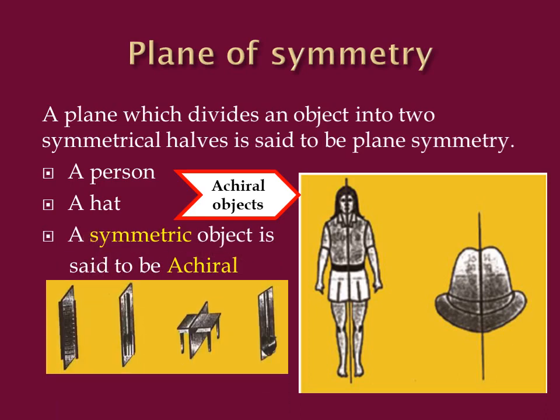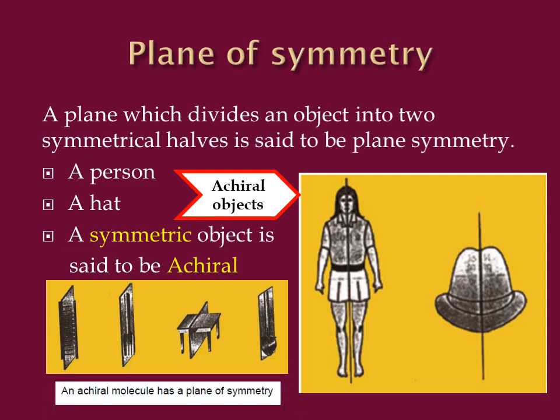Here are some other examples. For example, this is a ladder, a fork, a table, and a spoon. An achiral object will always have at least one plane of symmetry.